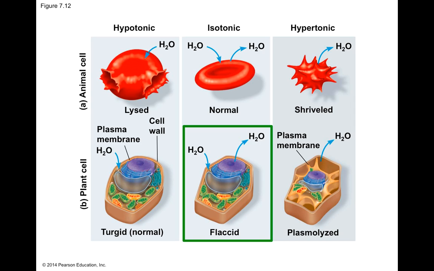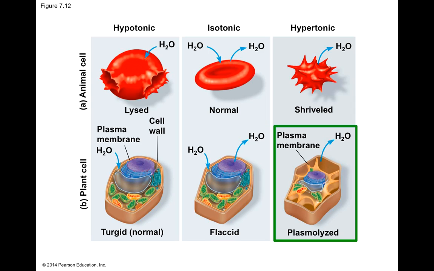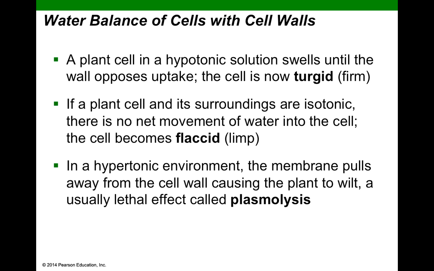In an isotonic environment, when there is no net movement of water, the turgor pressure is lost, and the cell is referred to as being flaccid. In a hypertonic environment, just like an animal cell, the water is being lost from the cell and the cell membrane pulls away from the cell wall. This is called plasmolysis. At this point, the whole plant is wilted and will most likely die. Here's the slide with the vocabulary for water balance in plant cells. You can pause the slide to copy down the vocabulary if you need to.